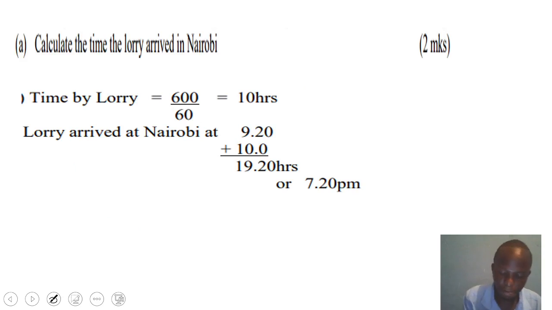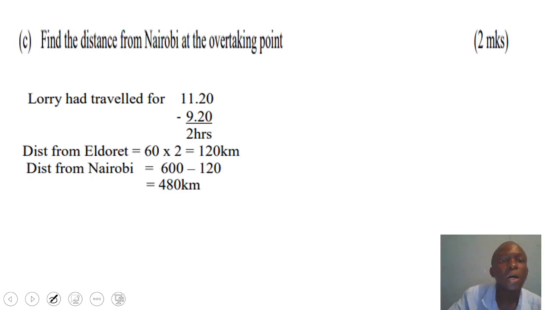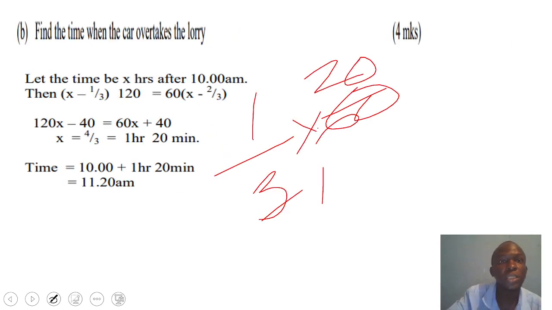The lorry arrived in Nairobi at 19:20 hours. That is the time the lorry arrived in Nairobi. And then the time they met was 11:20 a.m. The time they met is 11:20 a.m.